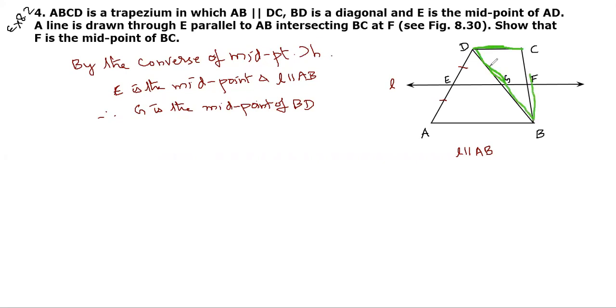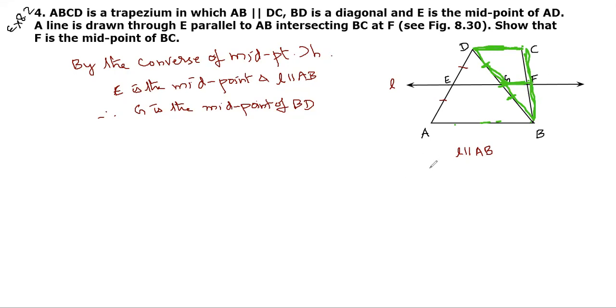In this triangle BCD, G is the midpoint, because we have shown this is the midpoint. When this is the midpoint and this line is already parallel to AB, and AB is parallel to DC because it is a trapezium, so GF is parallel to AB and AB is parallel to DC. Therefore, GF is parallel to DC and it starts from the midpoint. Therefore, it will intersect the third side at its midpoint.